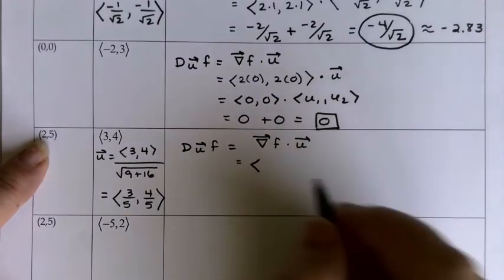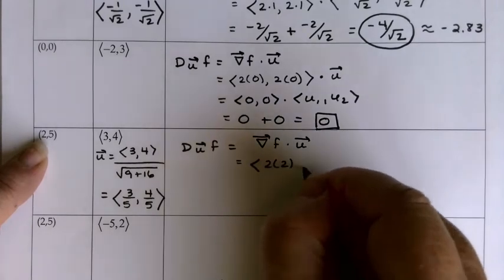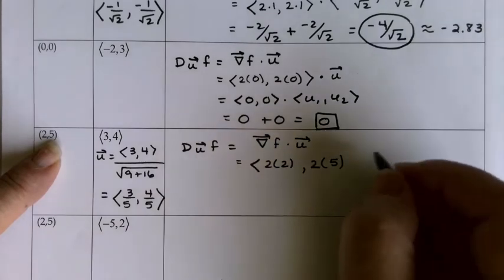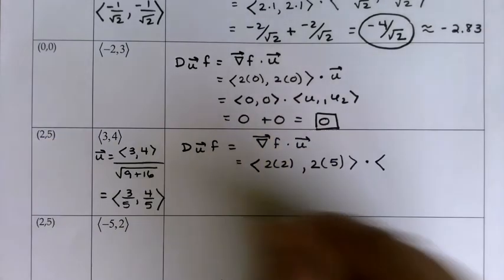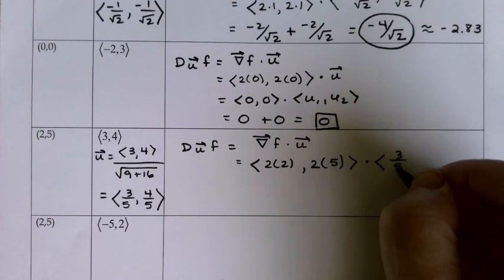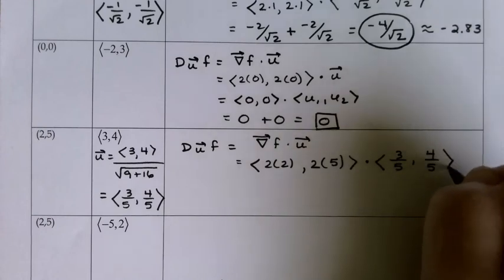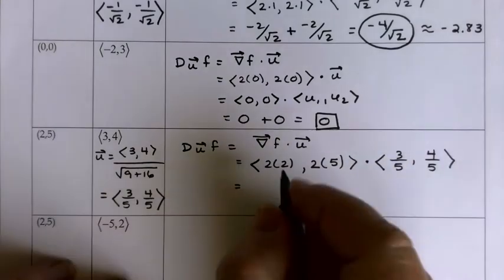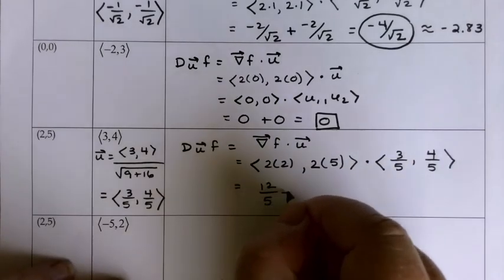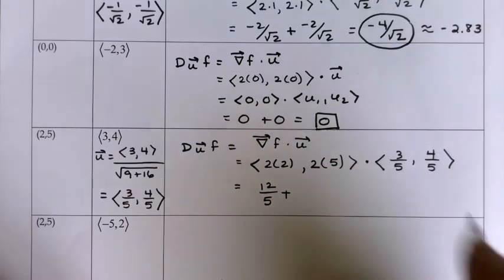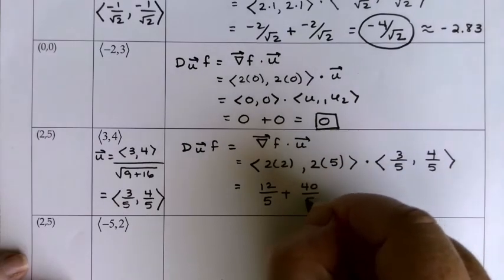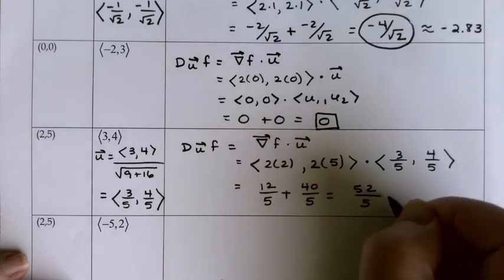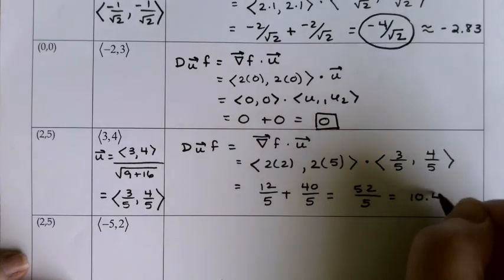Gradient, 2 times x would be 2 times 2. 2 times y would be 2 times 5. Dotted with that unit vector that we just found is 4 times 3, that would be 12/5. Plus 10 times 4 would be 40/5. Gives me 52/5, or 10.4.